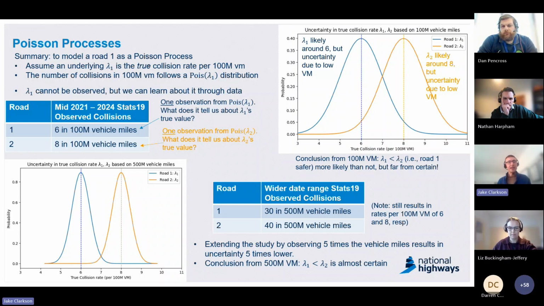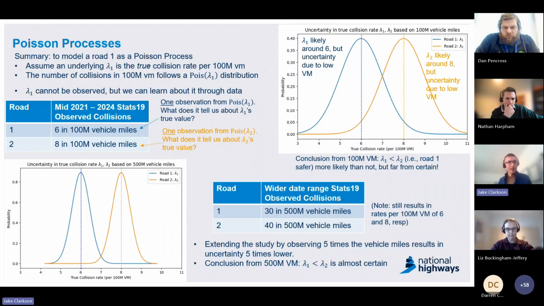Now suppose that instead we observe 5 times as many vehicle miles, so either observing more of the road or for a longer time period. And suppose that the observed rate per 100 million vehicle miles is the same, so we've still got 6 and 8. So we observe 30 in 500 million vehicle miles for road 1 and then 40 for road 2. Now, as I said in the previous slide, the uncertainty drops because we've got more opportunity for random variation and external factors to even themselves out. And the Poisson process recognizes this. So the uncertainty, or the standard deviation, is now 5 times lower.